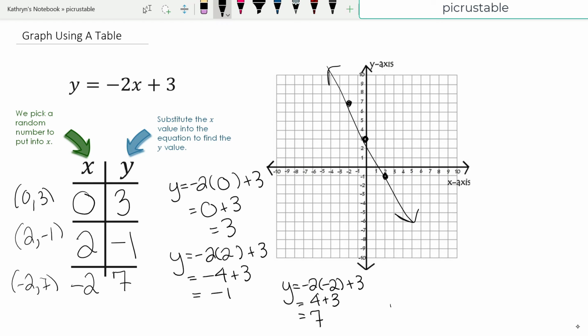And there's the line. And we should label it too. y equals negative 2x plus 3. And that's all there is to graphing a line using a table. And we did it. Good job.